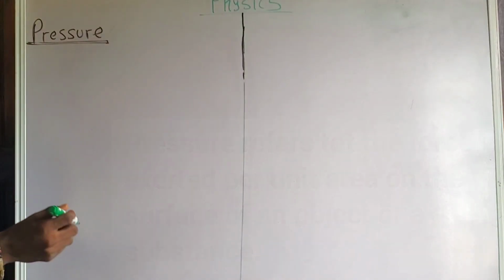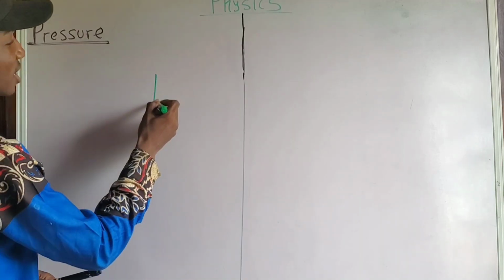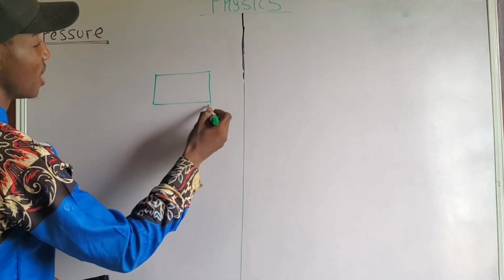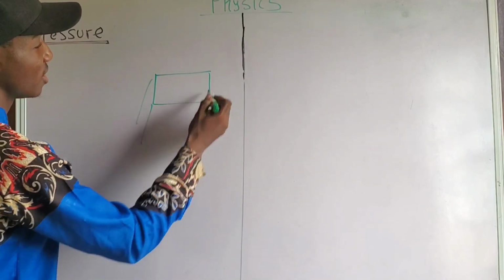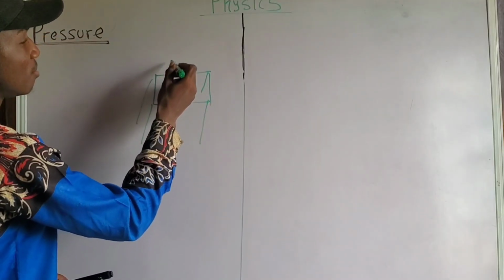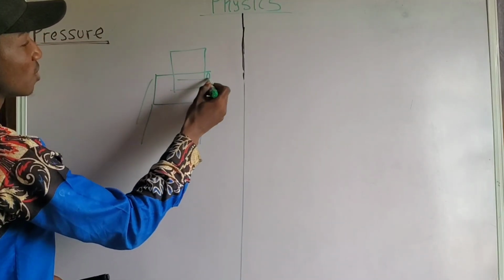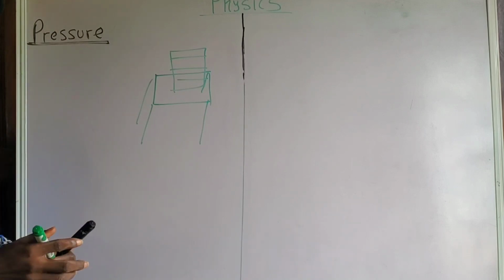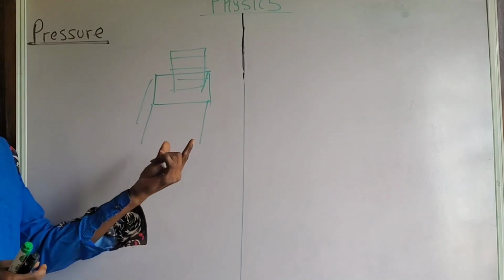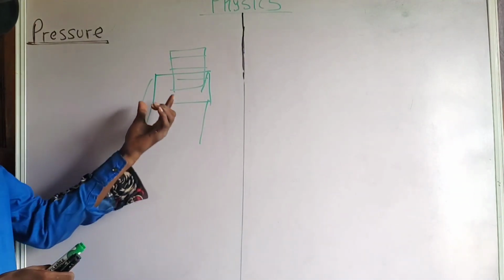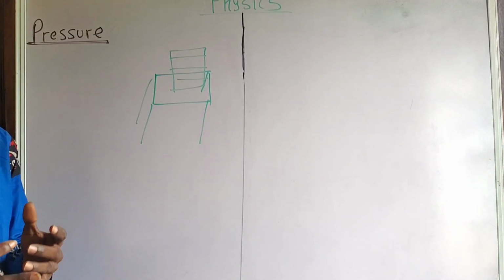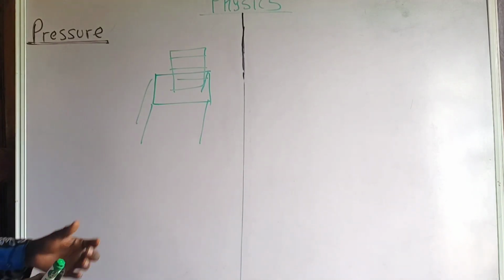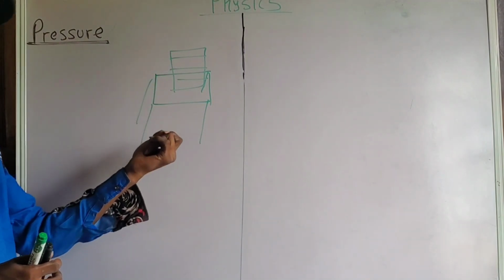Let's say, please pay attention. Let's say we have a table. Then we have a book that was placed on the table. This book will tend to exert a force on the table, and the type of force that the book exerts on the table is called weight force. Are you getting it? So the pressure generated by the book on the table.